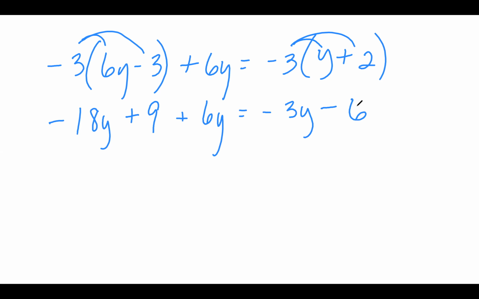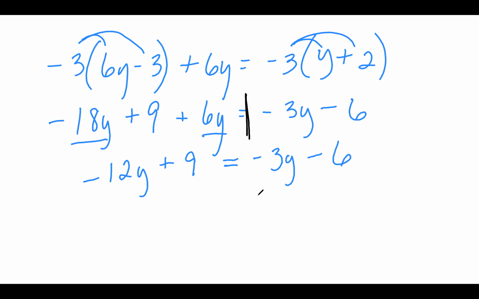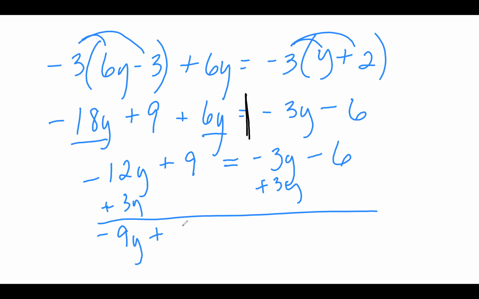Now, do I have some things that I can simplify? Right, well, I got these y's on the same side of the equal sign that I can simplify. A negative 18 and a positive 6 is a negative 12y plus 9 is equal. This side, I got nothing I can simplify, right? But now I got to get this negative 3y over here by doing the opposite. And now I got negative 9y plus 9 is equal to negative 6 because that's 0.